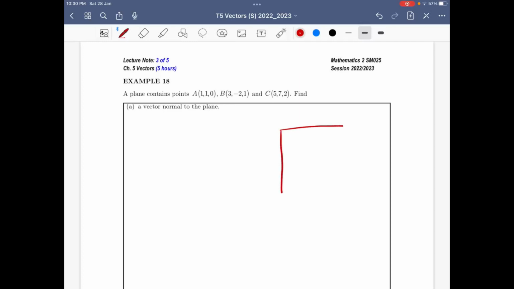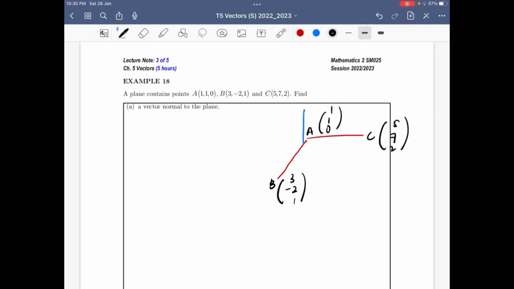Let's say this is my A, then here is B, here is C. Because this is a plane in 3D, right? We try to redraw it to look like a 3D. This is my A here, this is B, this is C. A is 1, 1, 0. B is 3, negative 2, 1. My C is 5, 7, 2.